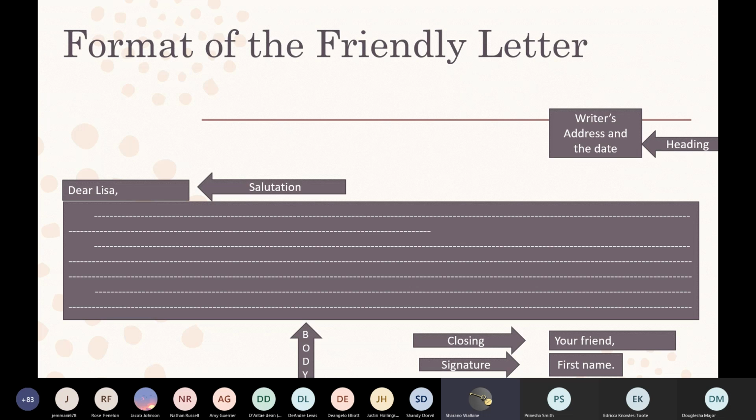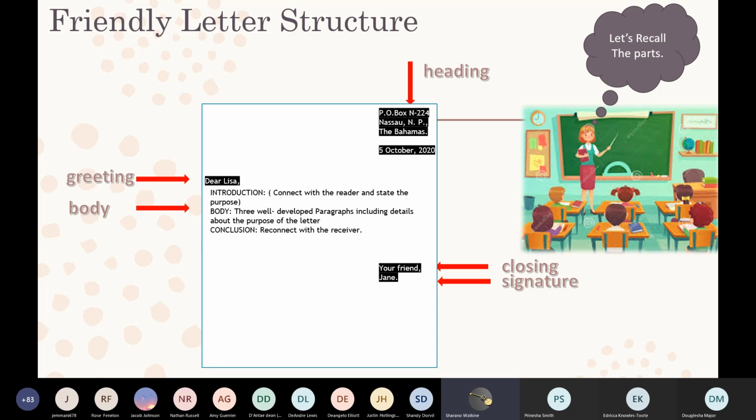So we're going to just look briefly at the format here. Very simple. Heading, greeting, your body, your closing, your signature. It's right there. And on the other slide, we have another example here. PO Box, Nassau NP, the Bahamas. Now, remember, we said the simpler way to go about it is to just put Nassau, Bahamas. That is also acceptable.